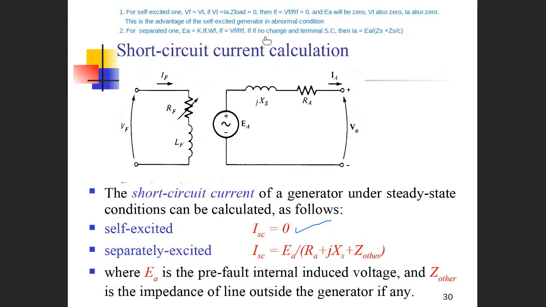For separately excited generators, the internal generated voltage depends on the field current and rotation speed. The field current comes from the field voltage over the field circuit resistance. If the field current has no change and the terminal is short circuited, then the terminal current is the internal generated voltage over the armature synchronous impedance plus the short circuit path impedance. Generally, the short circuit path impedance is very small. The internal impedance of the armature is also relatively small. So this current will be very large.